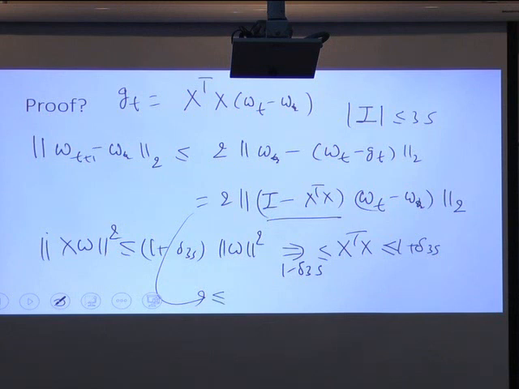So again, this step I will be a bit fuzzy, but using simple linear algebra, you can say that this is less than or equal to this. So that's it. And here again, as we said, because 2 delta 3s is less than 1, you will have a decrease in the distance to the optima.